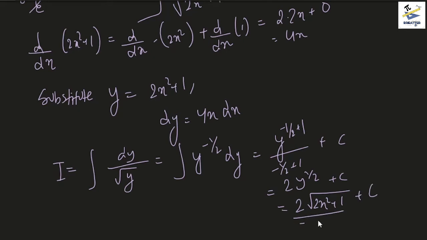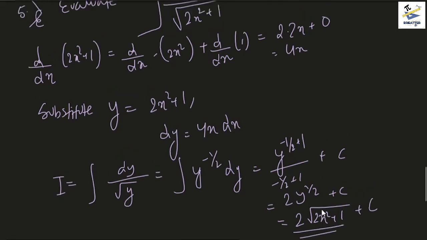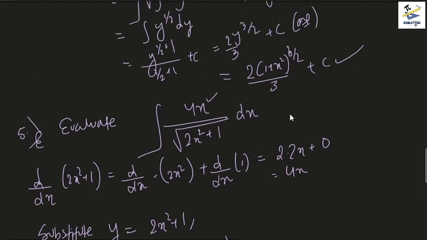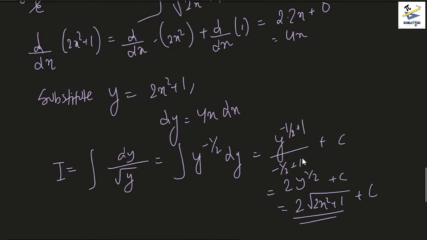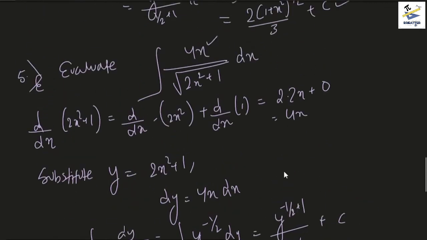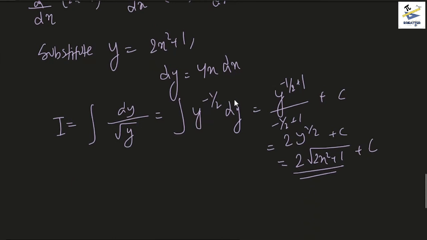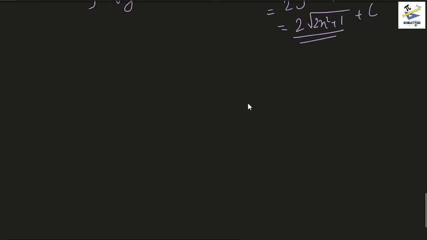And we can substitute back our answer to find it's just 2 into root over 2x square plus 1 plus c. If you differentiate this using the chain rule, you would find that the answer is basically 4x divided by root over 2x square plus 1, which is amazing because differentiating something is very easy while integrating something is insanely hard, just because of the methods or the ways you have to look for, right?